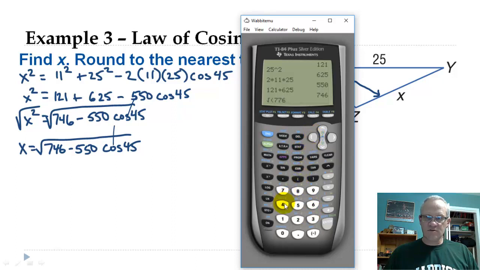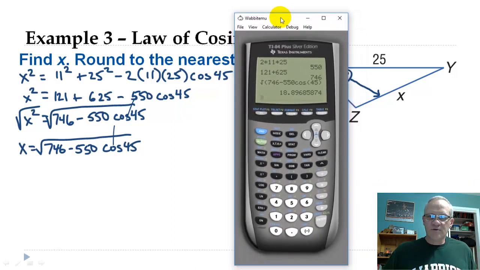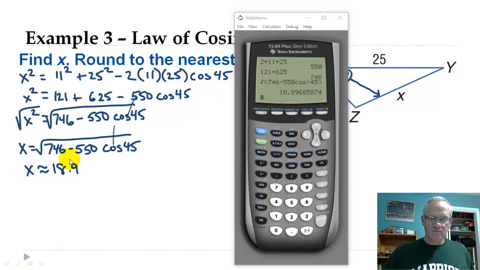This calculator's a little finicky. 746 minus 550 times the cosine of 45. And so, what did it say? Round to the nearest tenth. And so it looks like that's going to be then 18.9. Yeah, 18.9.